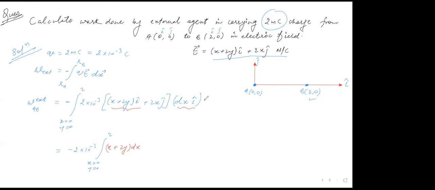I cap and i cap will be 1. Plus 2x j cap, and in this part there is no j cap, so we can consider here j cap is 0 j cap. When you multiply 2x j cap with 0 j cap, you get 0 again. So we can write here 0 j cap.